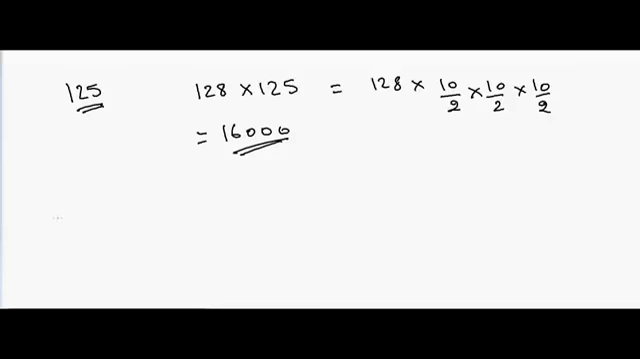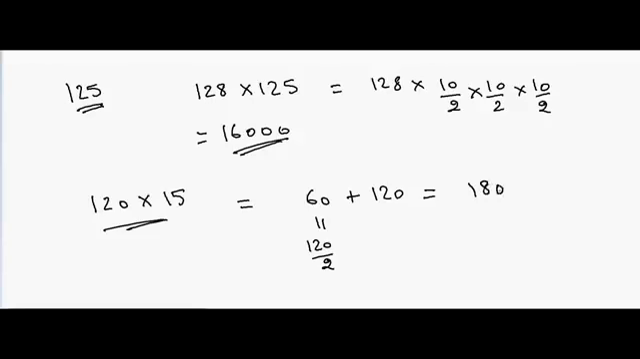Now let's do another thing. If we have to multiply 120 by 15, how will I do that? In that case, what I'll do is I'll take half of 120. Half of 120 is 60, and then I'll add that into 120. So this is equal to 120 plus 60, which will be equal to 180. Then I put one more 0, so that's my answer.